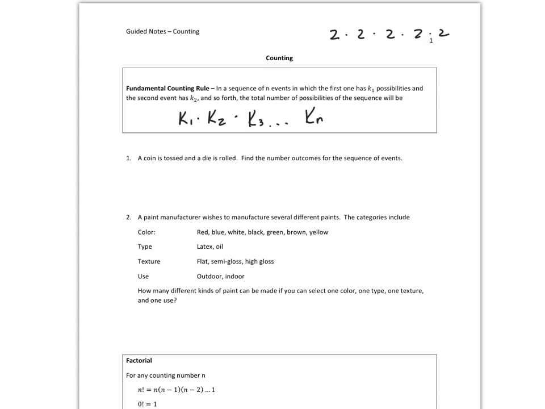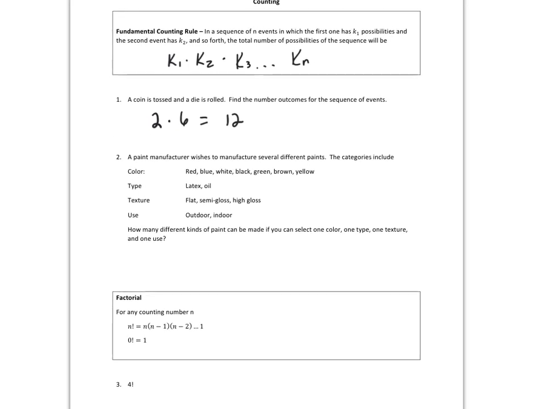So if you look at number 1, a coin is tossed and a die is rolled. Find the number of outcomes for the sequence. Well, how many choices do you have for a coin? 2. How many choices do you have when you roll a die? Well, a die has got 6 sides, so you got 6 choices, so your total possibilities is 12.